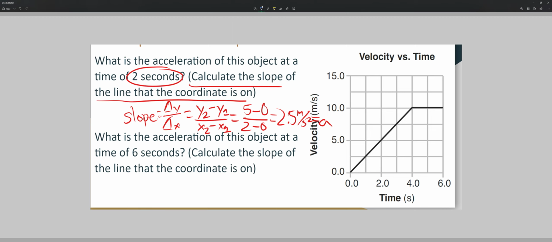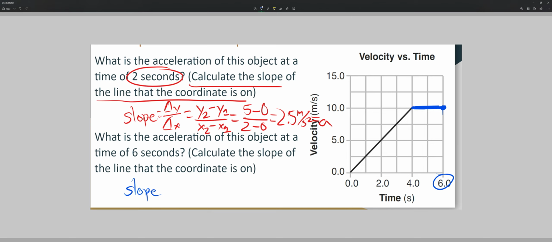What's the acceleration at a time of 6 seconds? At 6 seconds, my coordinate is right here because it's on that line. And the line that this coordinate is a part of is this straight line over here.